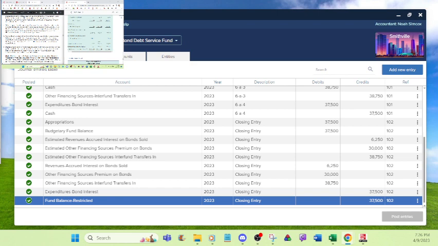Pre-closing subsidiary ledger account balances. Yeah, but there are no subsidiary ledger account balances.